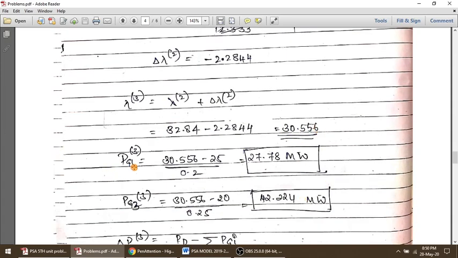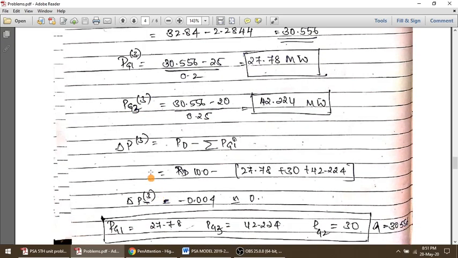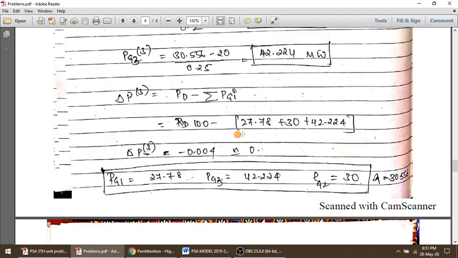Based on this, we will calculate Pg1 of 3 and Pg3 of 3. Now here we will not be calculating Pg2 because Pg2 is already fixed. So now we will calculate delta P. We will take 27.78, that is the value we've got here, plus 30, the fixed value of the second unit, plus 42.224, the value we have got here. Using that, we calculate delta P, and we get these values. So Pg2 is already 30.